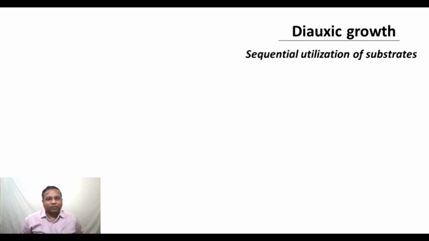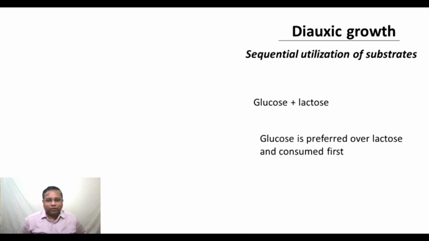So that is a simple batch where probably there was one limiting substrate, one main substrate, and the cells grew on that substrate, most likely glucose. There is another type of growth that is sometimes seen, which is called diauxic growth, which essentially arises because of sequential utilization of substrates, one after the other. For example, if there is a mixture of glucose and lactose, let us say for a typical organism such as Escherichia coli, then glucose is preferred over lactose and consumed first.